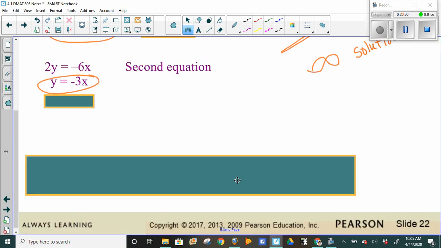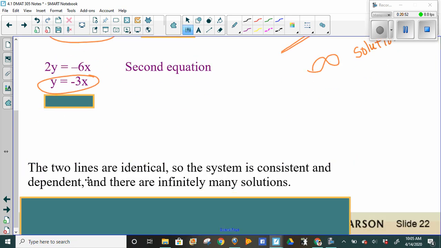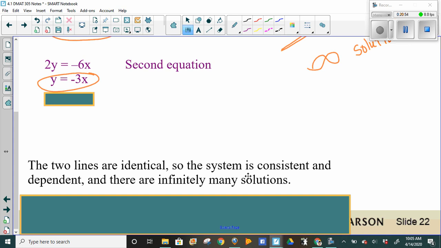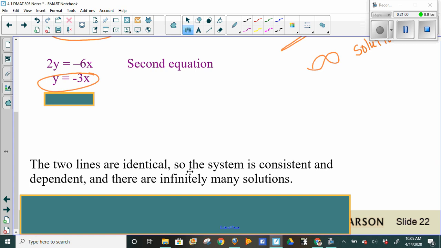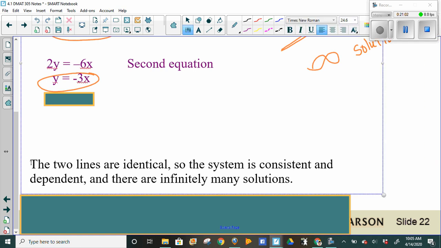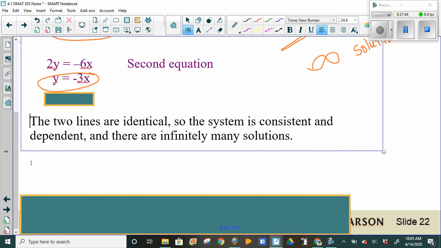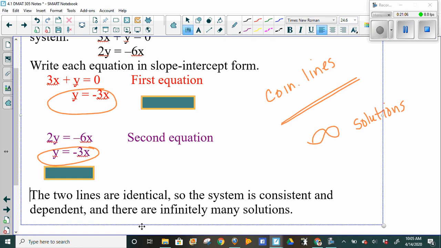And let me scroll down here. I didn't know it was this far down. So the two lines are identical, so the system is consistent and dependent, and there are infinitely many solutions. Let's see if I can move it up a little bit, that way it's all in the screen. There you go. All right.